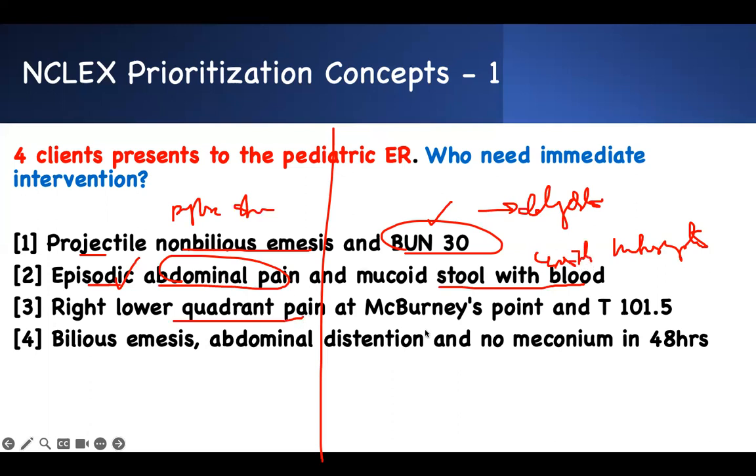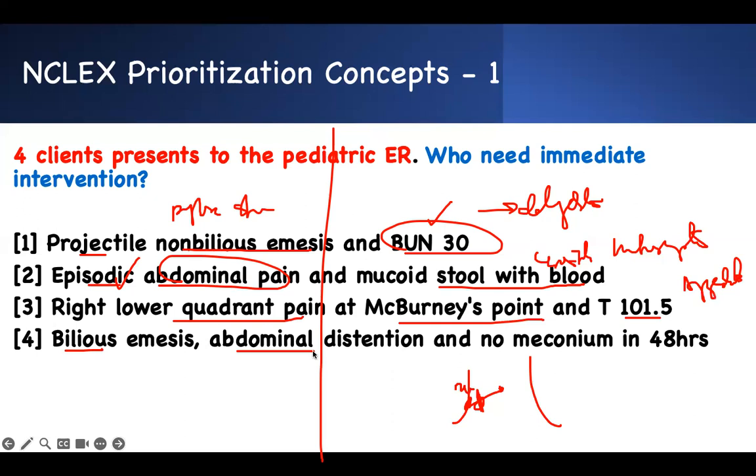Right lower quadrant pain at McBurney's point and a temperature of 101.5. This is the umbilicus. This is the anterior superior iliac spine. McBurney's point is here. If you have pain here, in the right lower quadrant, and you have fever, I know you have appendicitis. These are all concepts. I went to the pathology, and I came out with the physiological manifestation.